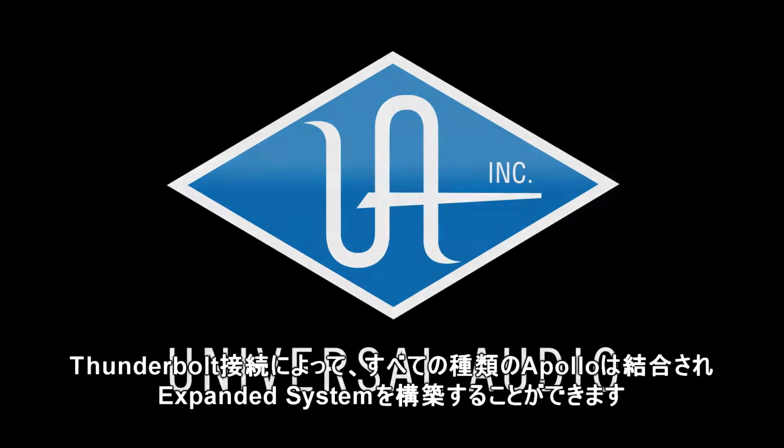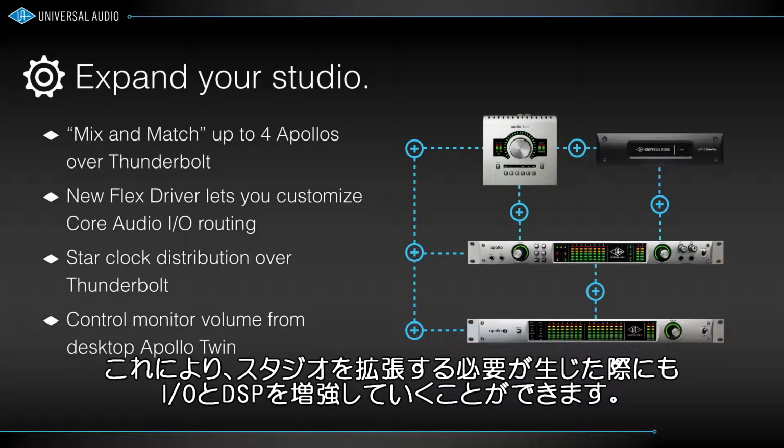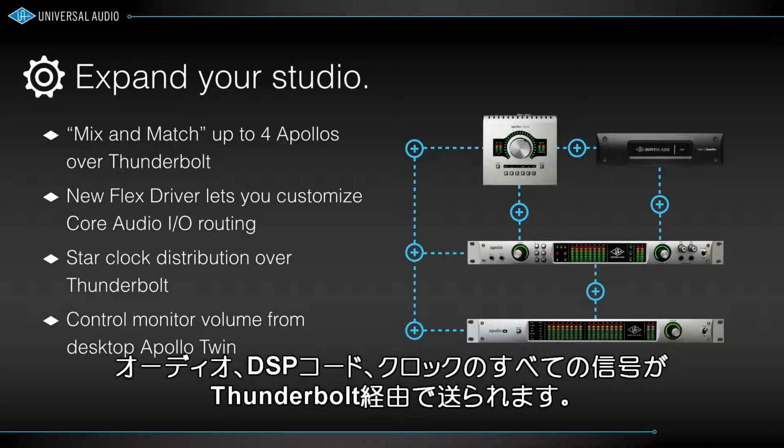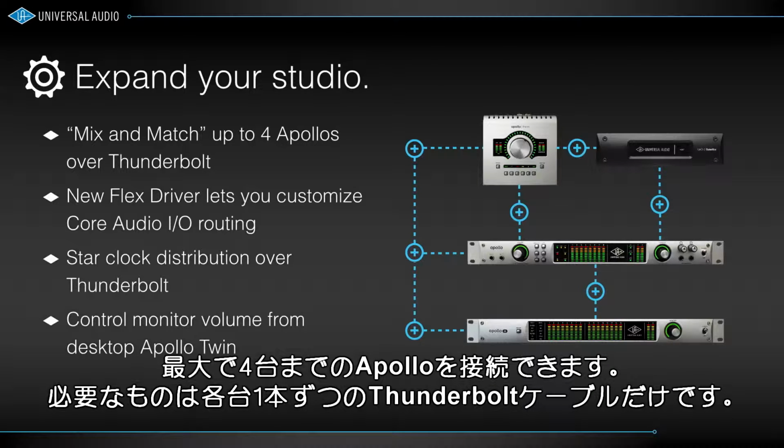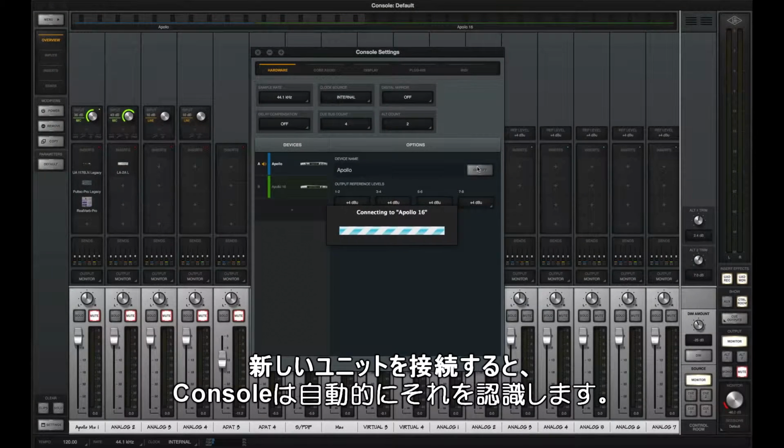Apollos of any type can be combined to create expanded systems over Thunderbolt, so you can add I/O and DSP as your studio's needs grow. Audio, DSP code, and clock are distributed over Thunderbolt, which enables up to 4 Apollos to be used together with just 1 cable per unit. Console automatically recognizes new units as they're added.